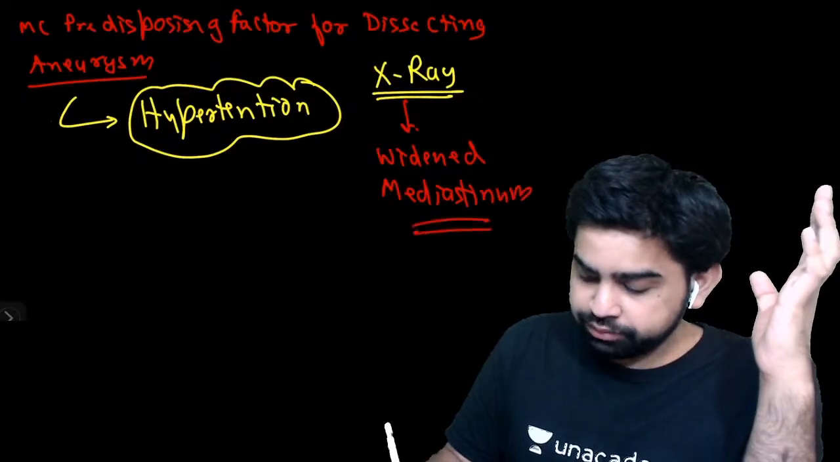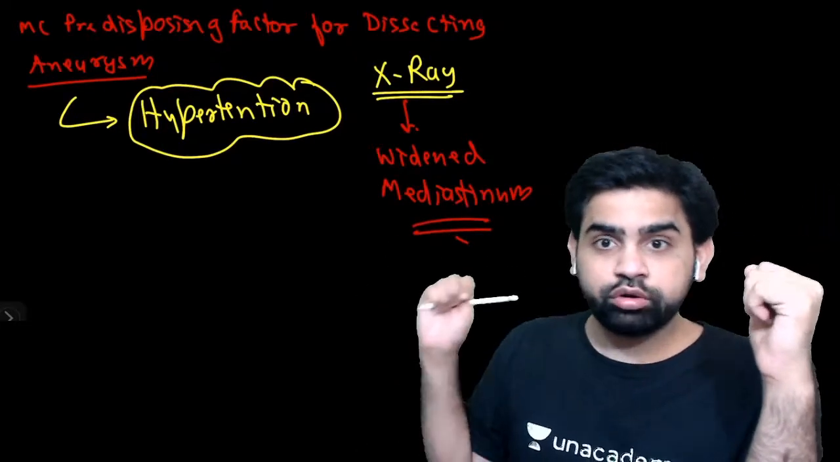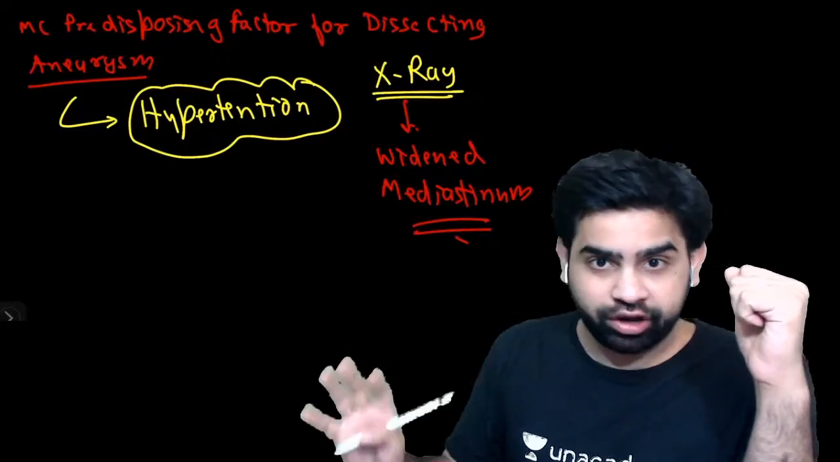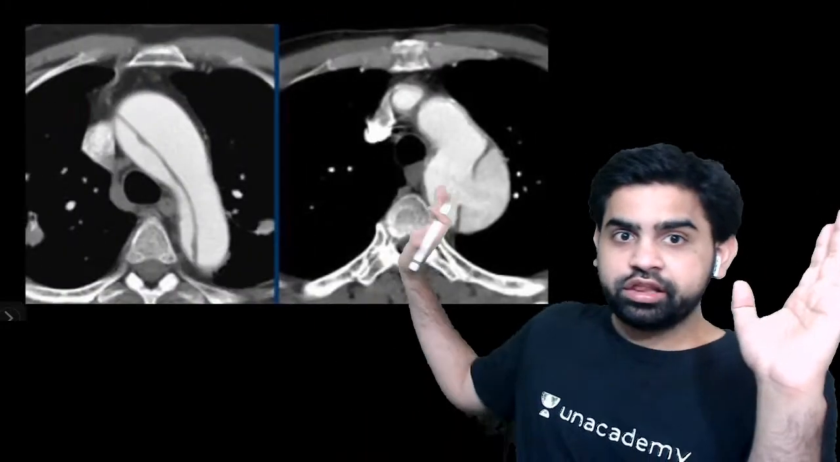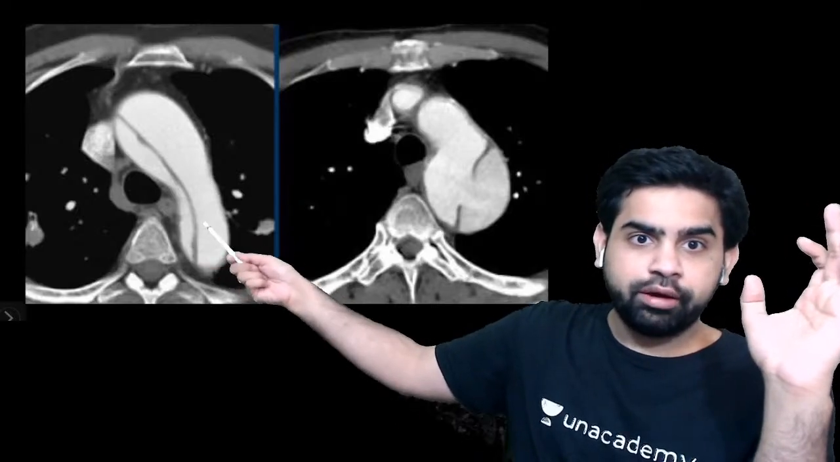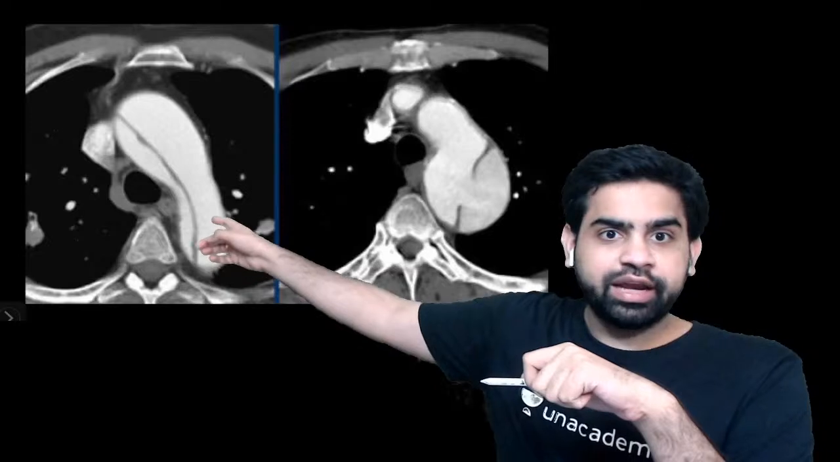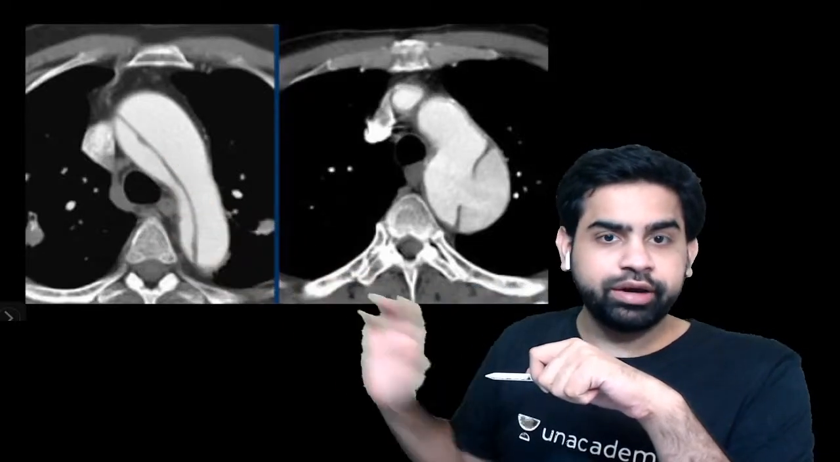Okay, so please remember, what do you get on the X-ray? You get a widened mediastinum. This is basically a finding on the X-ray which we get in the dissecting aortic aneurysm. Now, what you're seeing over here is a CT scan of the patient. I hope you're able to appreciate this black colored line over here. This is basically an undulating membrane.